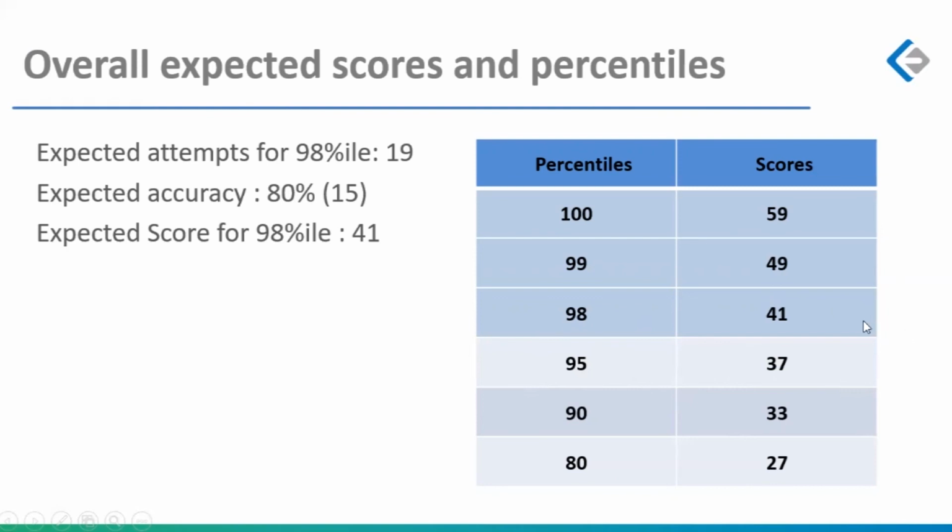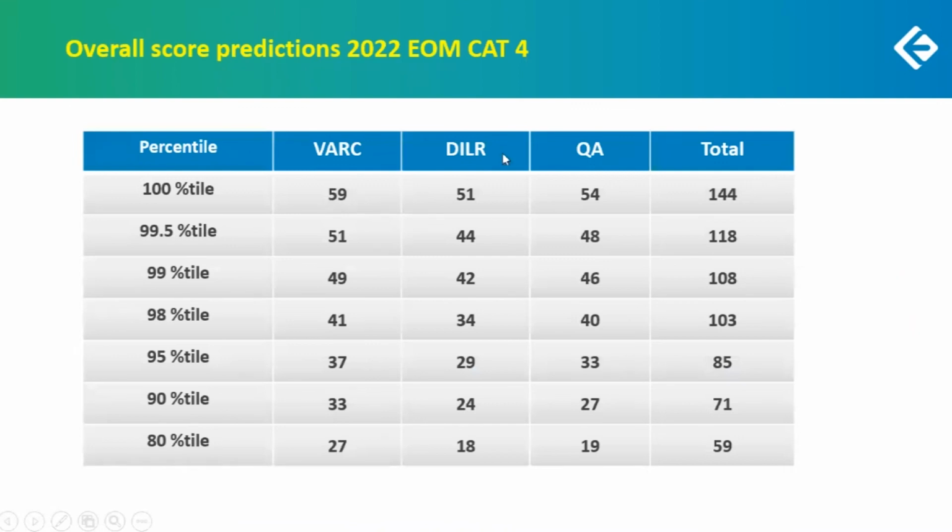27 at an 80 percentile, 27 should have been, as I see it, like a breeze for everybody who is at their intermediate level of preparation, which means anybody and everybody who is done with their RC module and has solved those books. Getting a 27 should have been very, very easy. Anyways, so these are my overall score predictions for your EOM CAT 4.